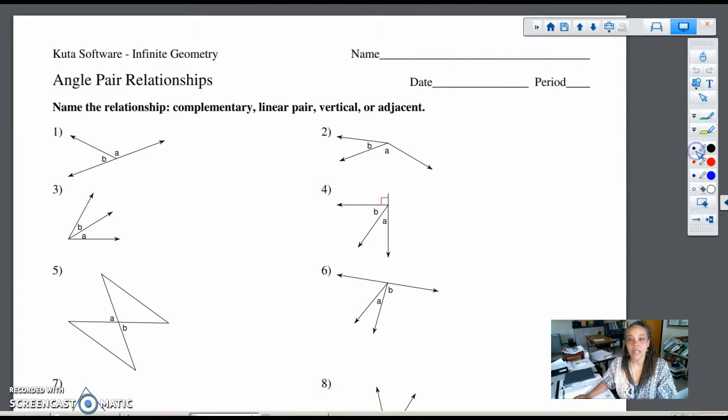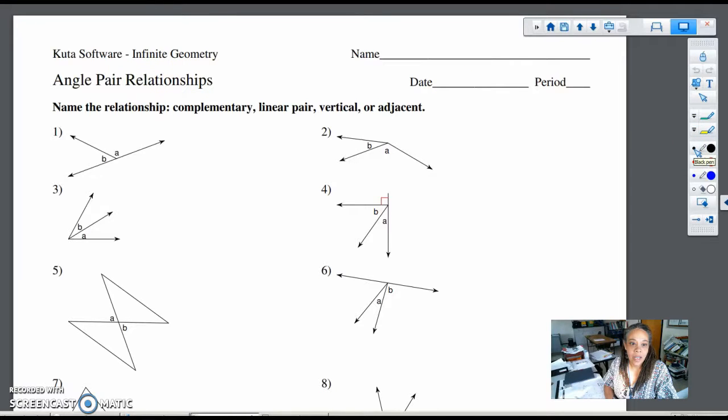If you are following along in class, this video will help you to get started on this worksheet. If you found this online, feel free to work along. You can find this worksheet if you Google CUDA software under free worksheets and geometry angle pair relationships. There's the page there, all along with the answers. So here we go. Let's just jump right into this.